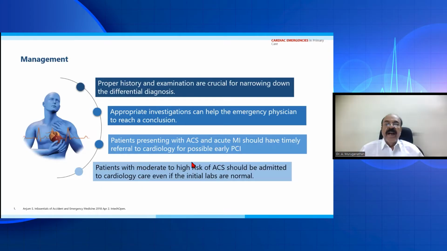Patients presenting with acute coronary syndrome or myocardial infarction should be timely referred to cardiology for possible early PCI because it's the golden hour. Door to needle time, you can give reperfusion by thrombolysis. If there is no facility for PCI, you can do thrombolysis, or nowadays we do thrombolysis followed by PCI.